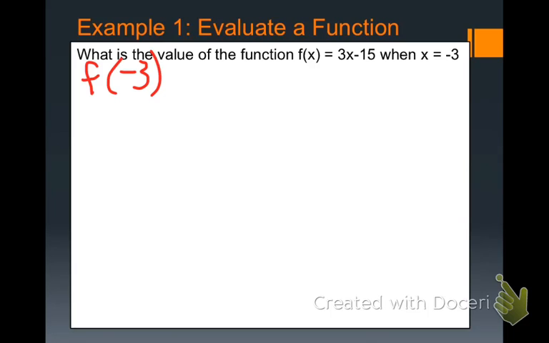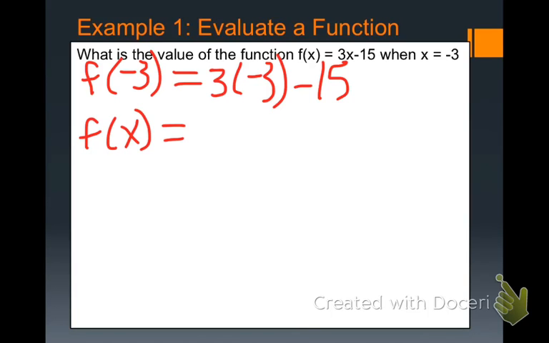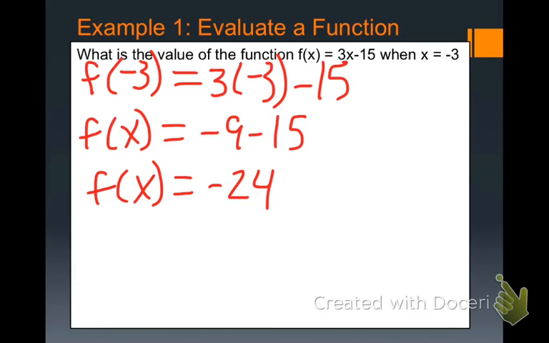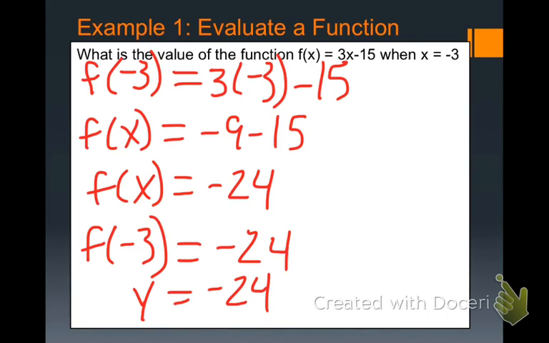So all we're going to do is plug in negative 3 where we see x. So 3 times negative 3 minus 15. So f of x equals 3 times negative 3 is negative 9 minus 15. So f of x equals negative 24. Or we could actually say f of negative 3 for this function is equal to negative 24. Again, that'd be the same thing as saying y equals negative 24. So the question might have said, what is the value of y equals 3x minus 15 when x is negative 3? And it means the same thing. We're just using function notation.